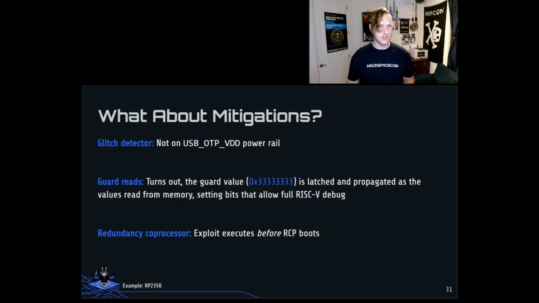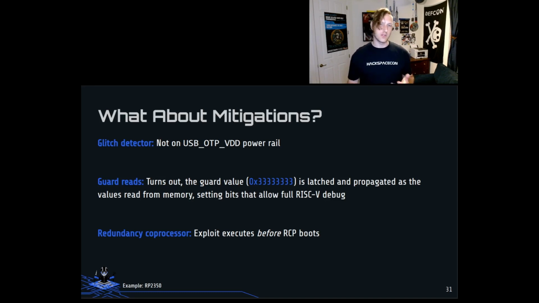So what about the mitigations that were supposed to prevent this? Well, the glitch detector, you'll notice it said it was on the core voltage power rail, not on the USB OTP. So we actually have two separate power rails used, and we try to target this other one that doesn't have the glitch detector circuitry in it.